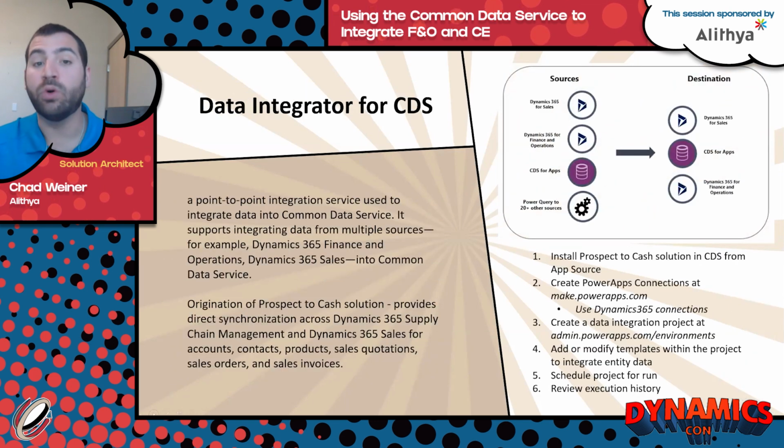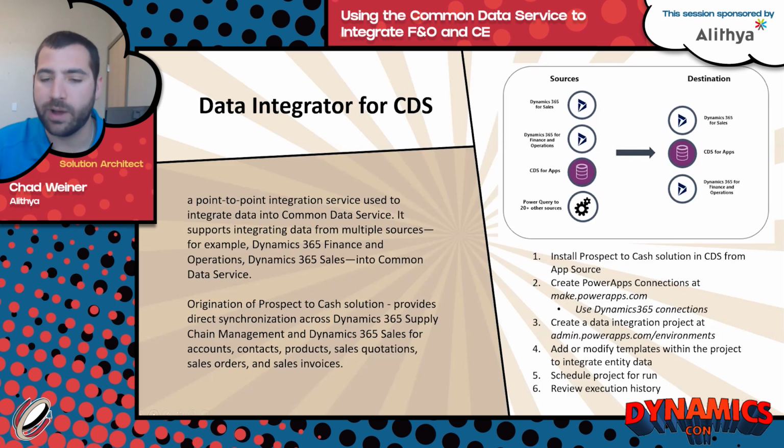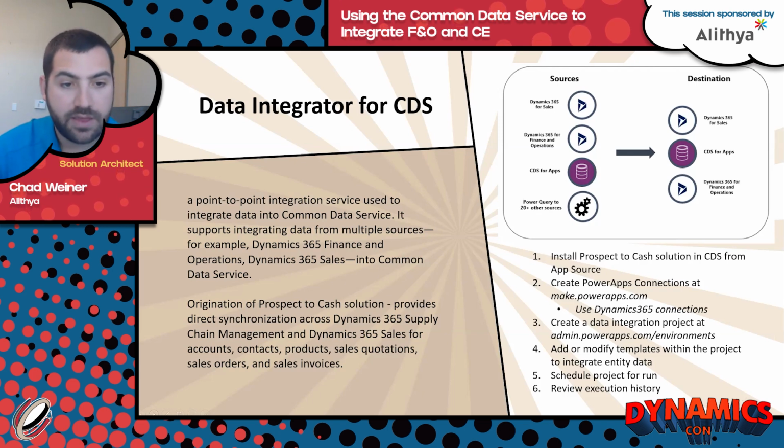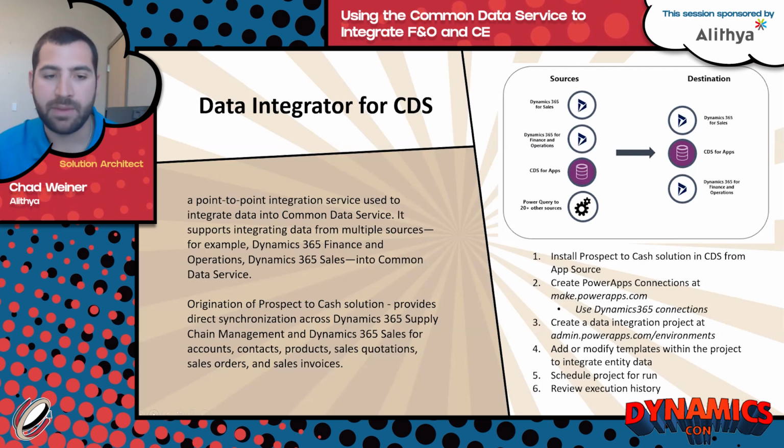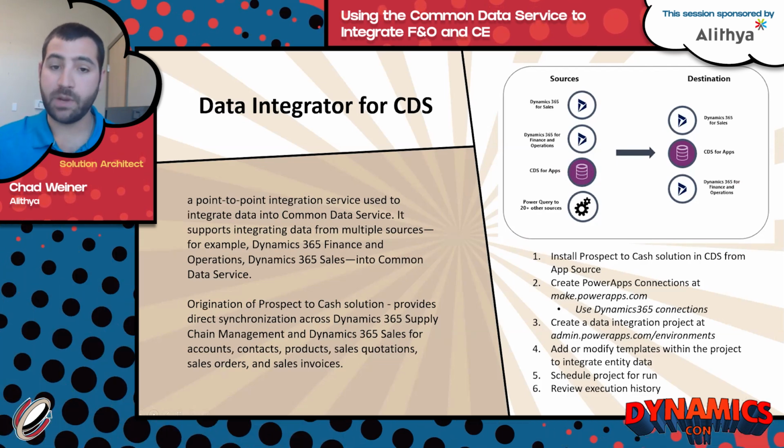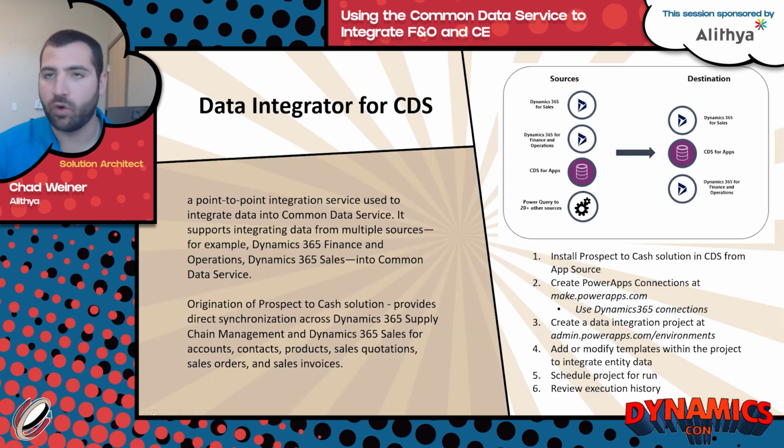So the second tool in the Power Platform CDS tool belt for integrating data is the data integrator for CDS. This has been out for several years, and it's essentially a point-to-point integration service that integrates data into or out of the common data service. And so some of the first built connectors were for, of course, finance and operations. And so there's documentation around the method in which you set up prospect to cash and the data integrator, which we'll go over. And then there are some scenarios that you can light up.